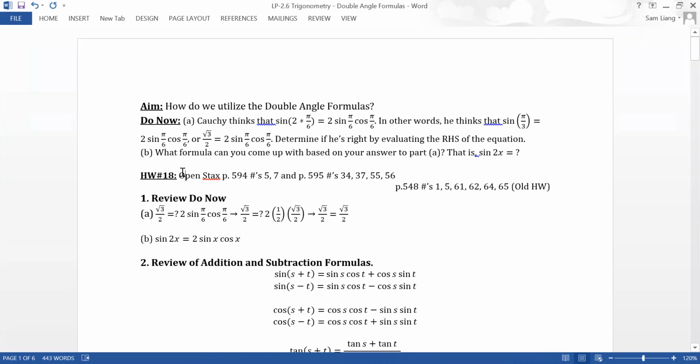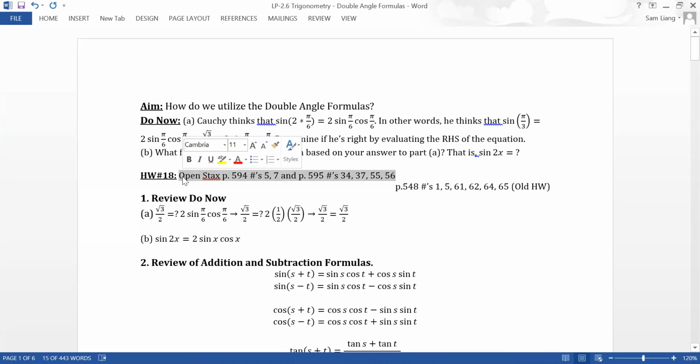Homework is going to be in the OpenStax textbook. It's page 594, numbers 5 and 7, as well as page 595, numbers 34, 37, 55, and 56. And you can ignore this one. This is from the old textbook, so only this part right here, OpenStax.